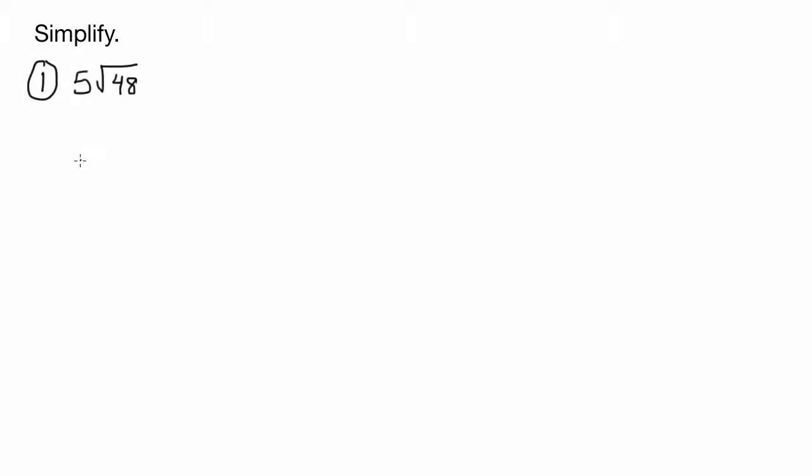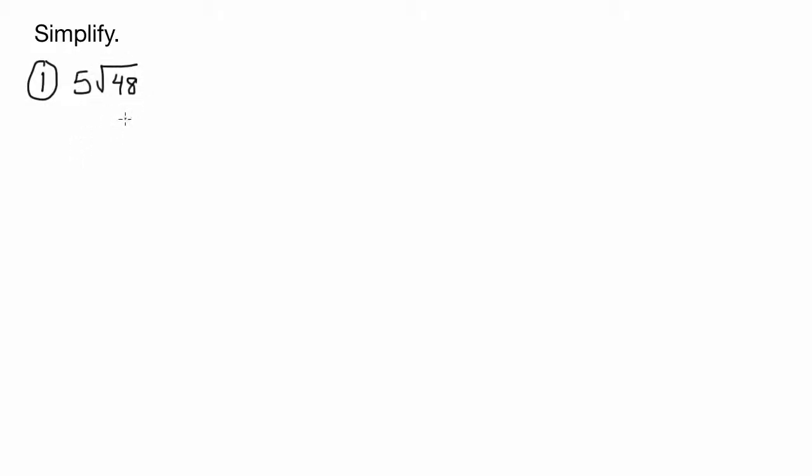All right, so let's simplify some more radicals. So this time I want to simplify 5 root 48. The only difference between this one and the ones we were doing before was now we have a number outside the radical symbol. So it's actually really easy. All we have to do is take the same approach as before.